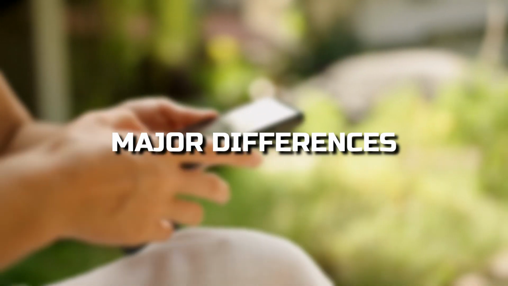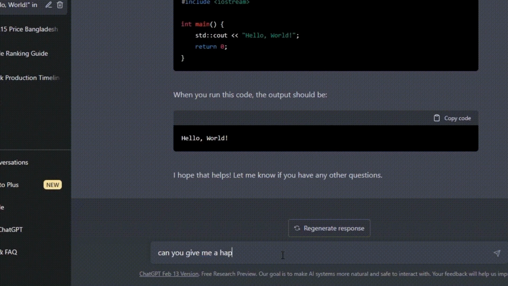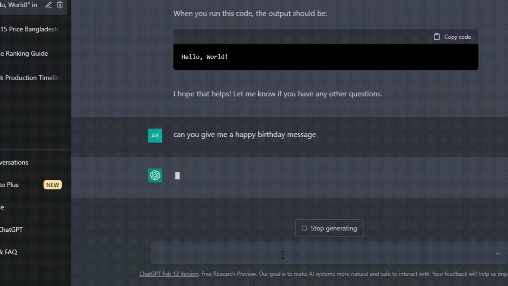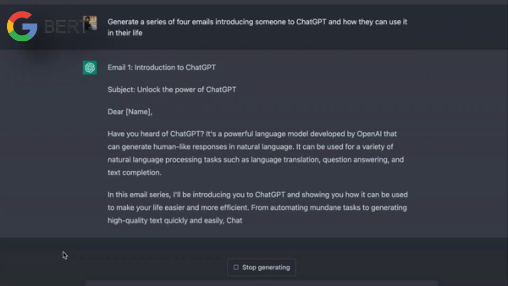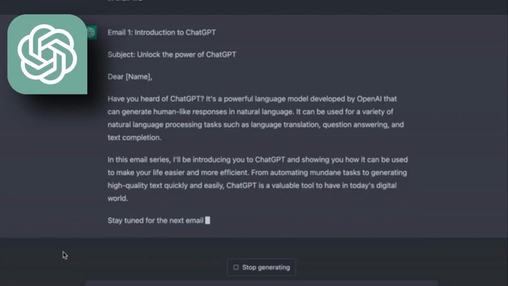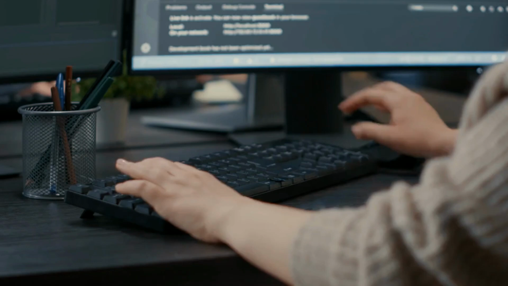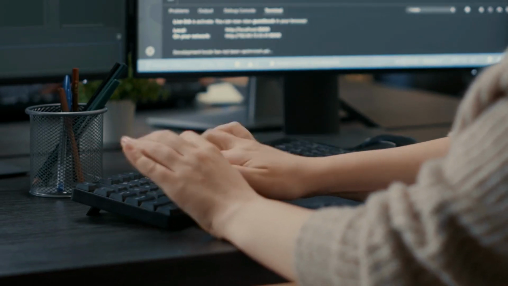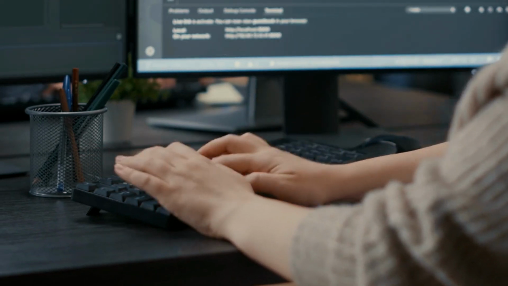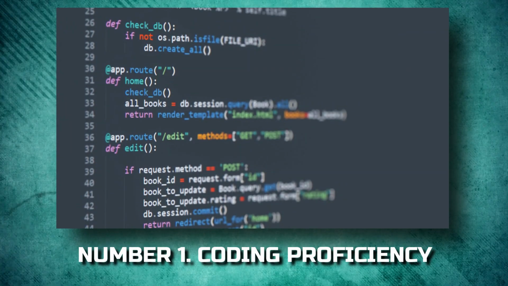Major differences. Now that you have a small idea about both chatbots, let's begin talking about the various differences. The debate between Google BART and ChatGPT is one that has a lot of people thinking. However, while both chatbots have their own capabilities, there are some key differences between the two. The most important of these are, number 1, coding proficiency.